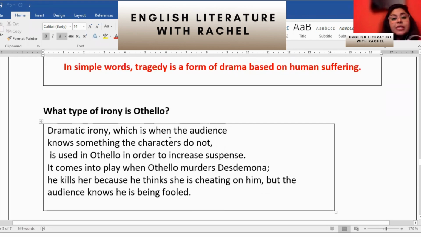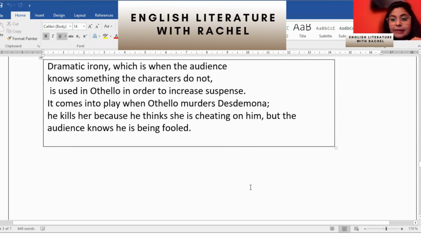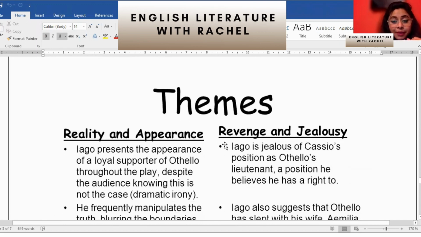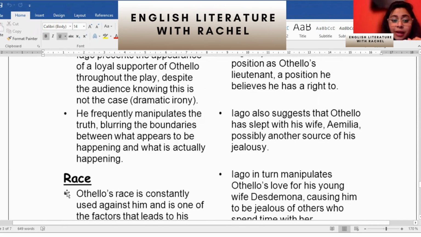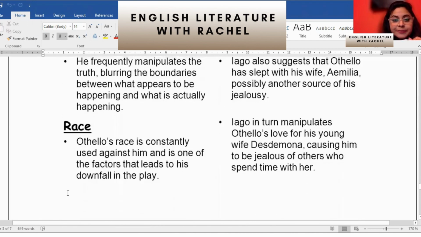Dramatic irony, which is when the audience knows something the characters do not, is used in Othello in order to increase suspense. It comes into play when Othello murders Desdemona. He kills her because he thinks she is cheating on him, but the audience knows he is being fooled. So this is dramatic irony. That's something the audience knows, but the characters are completely ignorant about. So let's move on to the themes of Othello. Themes, that is reality and appearance, revenge and jealousy, race. Now, these are the themes that are mostly prominent in Shakespearean tragedies.